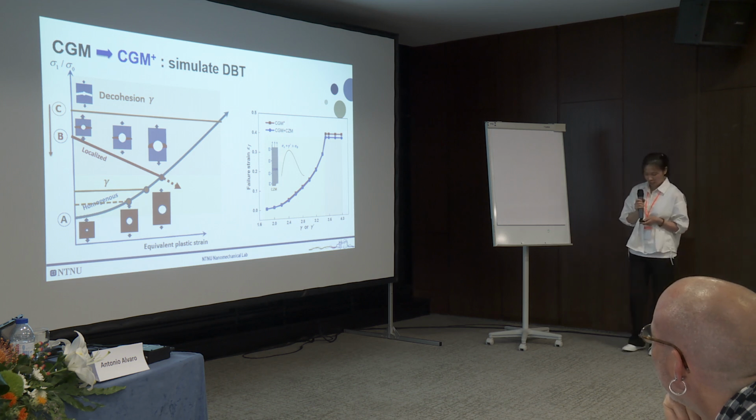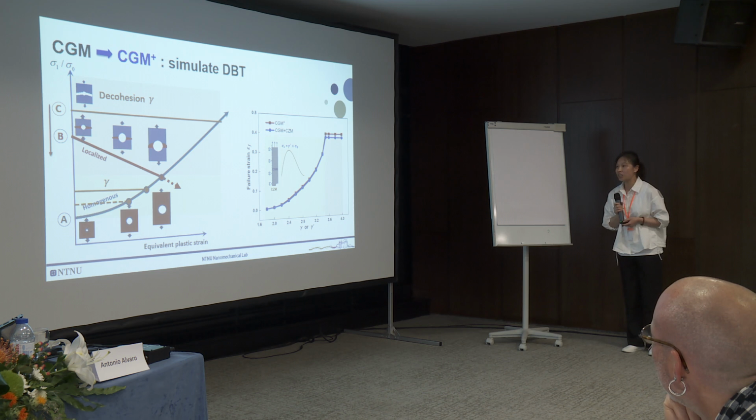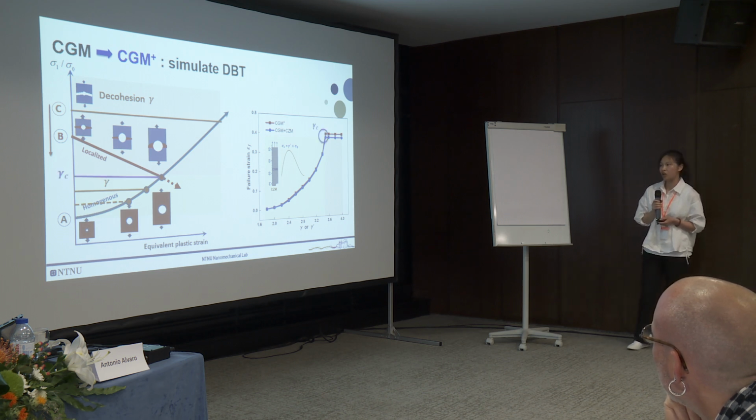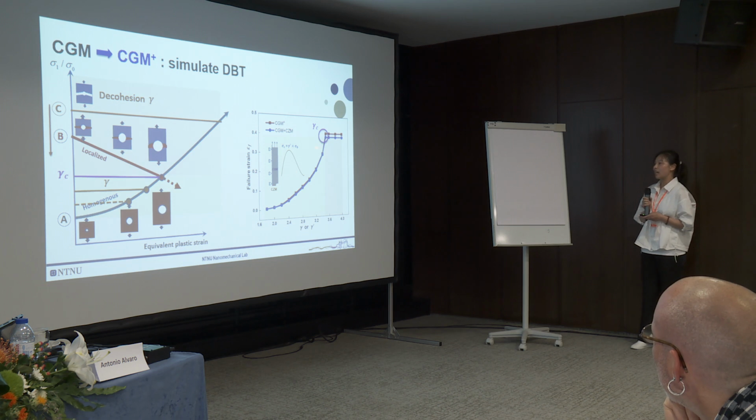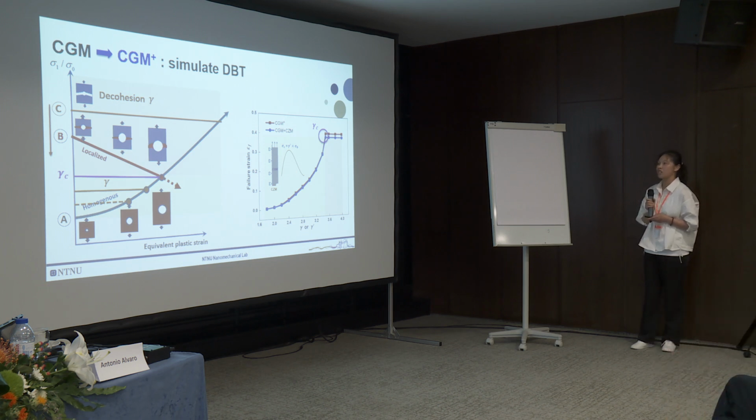And then we can expect that there is a critical gamma C value which will indicate the initiation of the brittle fracture. And also in this right figure, we can see that the result of the complete Gurson model plus is the same as the result of the complete Gurson model plus cohesive zone model, since these two curves almost overlap each other.